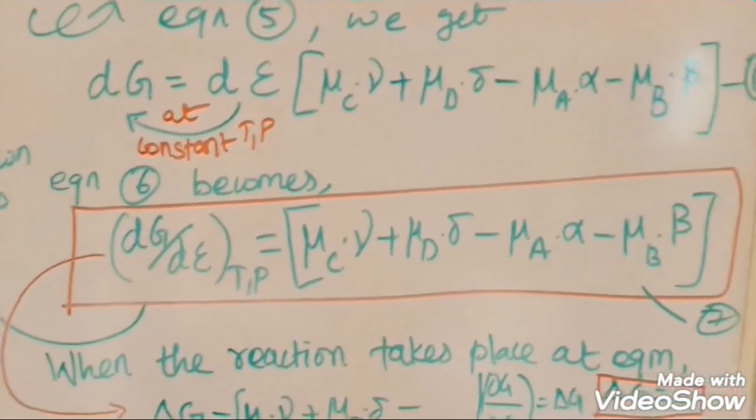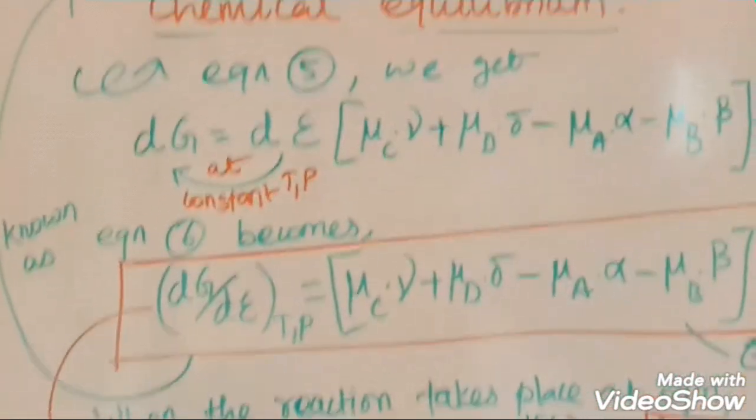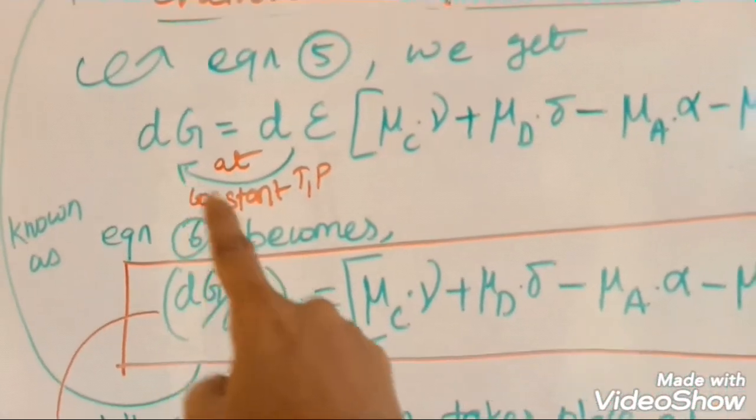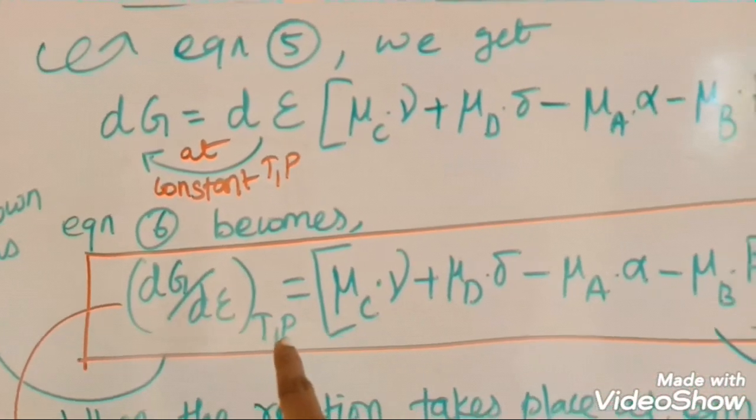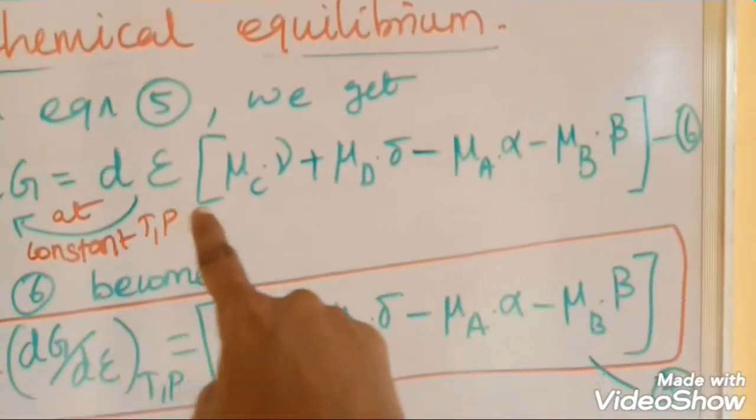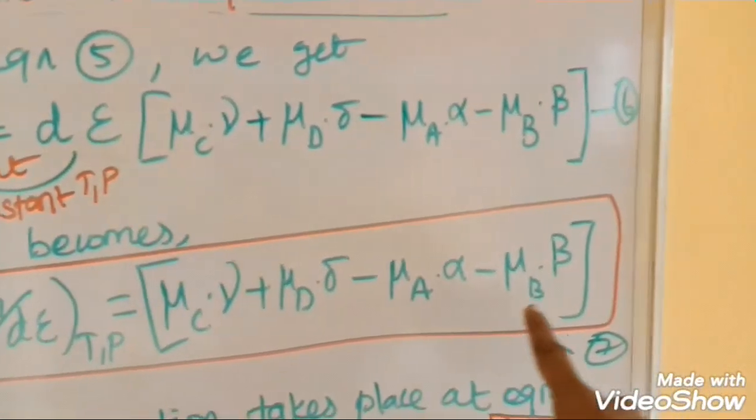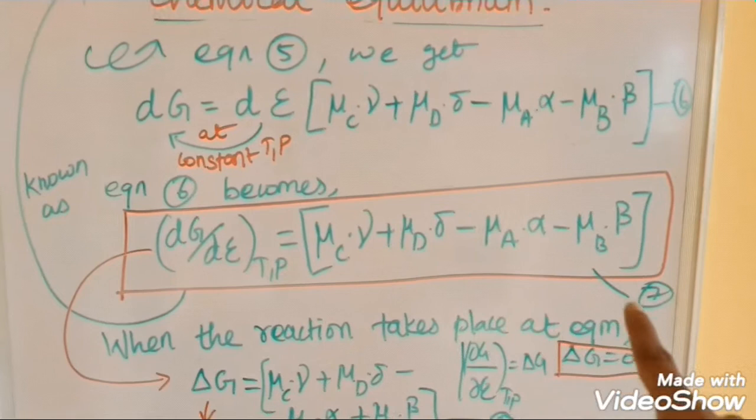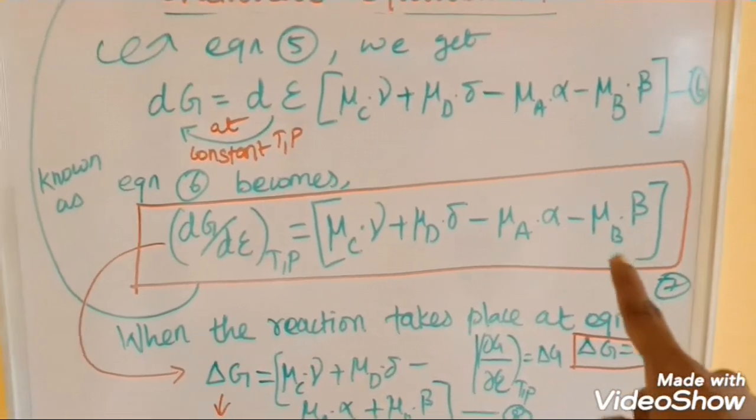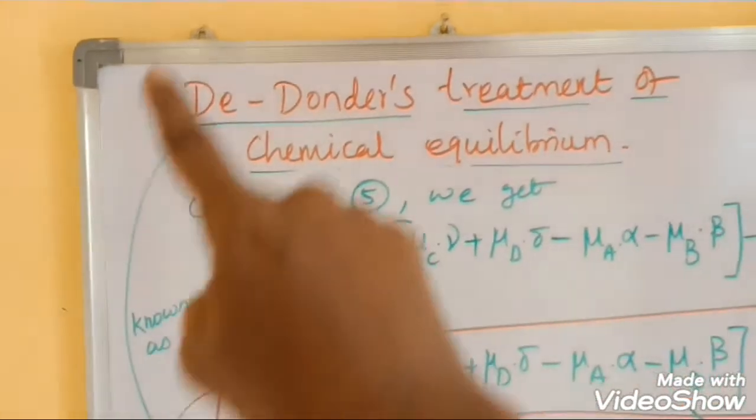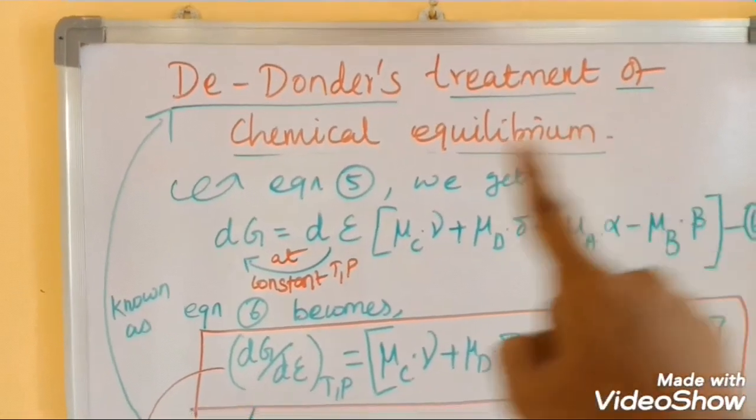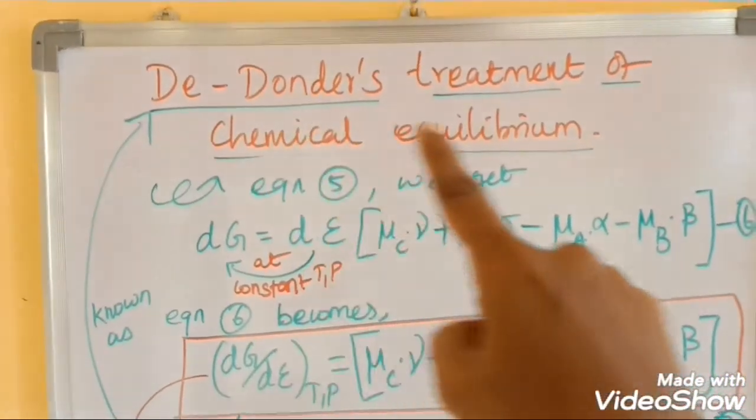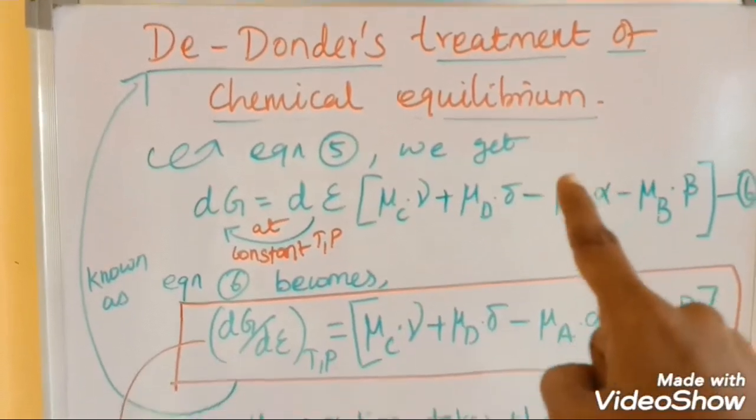Okay, so this dE will come to this side. So dG divided by dE at constant temperature and pressure is equal to, you may write this remaining term here. Okay, and then box this equation. Okay? So this is equation number 7. This equation 7 is known as de Donder's treatment of chemical equilibrium.